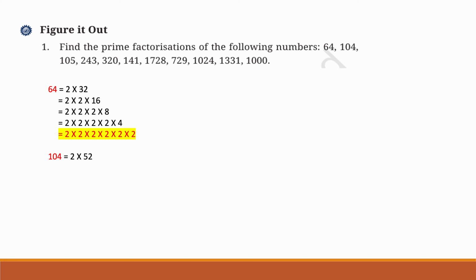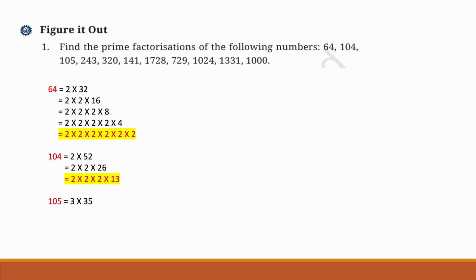Next one, 104. We can write 104 as 2 into 52. 52 is a composite number, so we can rewrite 52 as 2 into 26. Then what about 26? It is a composite number, so we can rewrite 26 as 2 into 13. See, now all factors are prime factors. We can stop here. So 2 into 2 into 2 into 13. This is the prime factorization of 104.